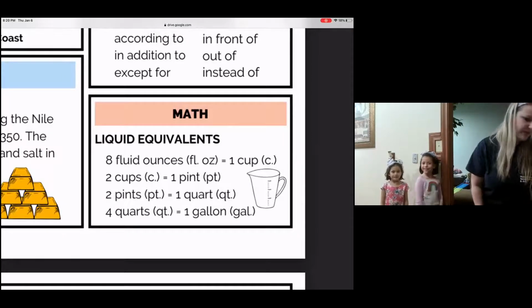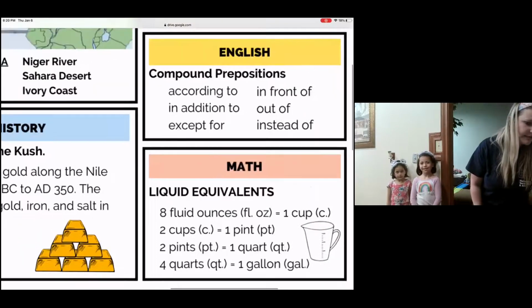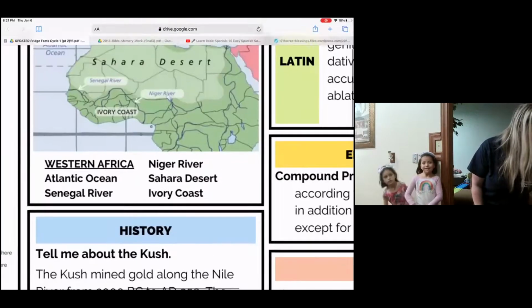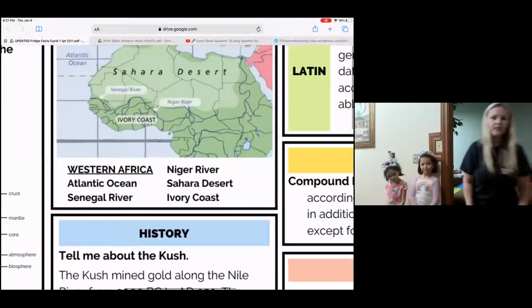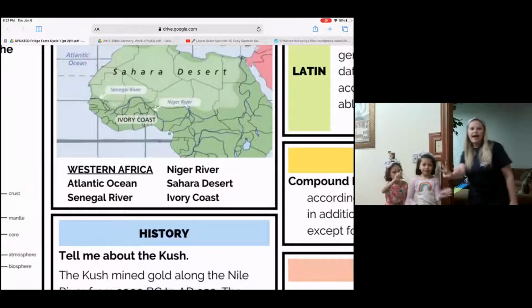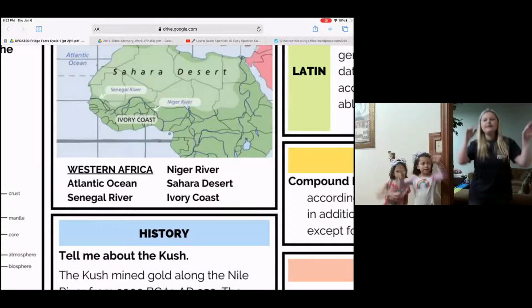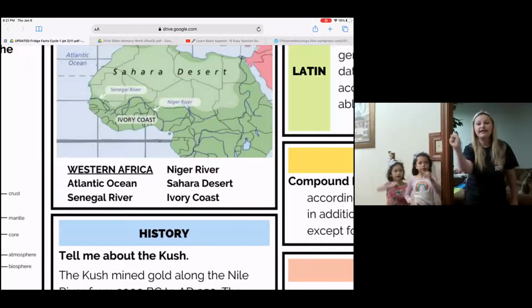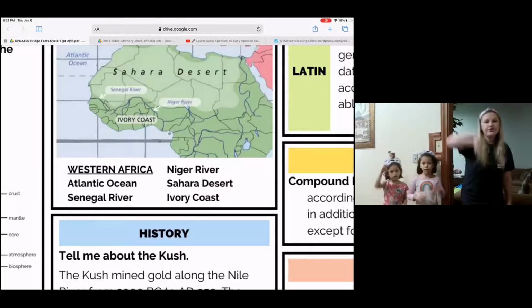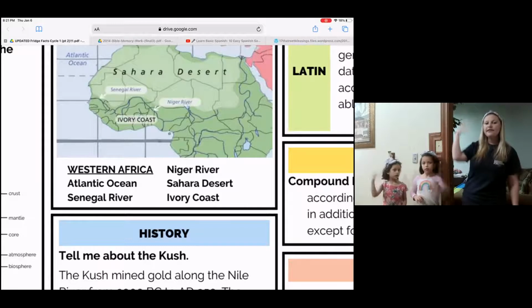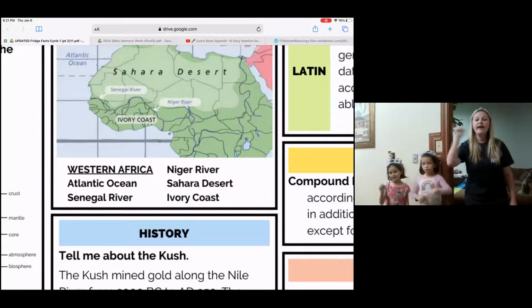And last but not least, God stands for geography. Western Africa: Atlantic Ocean, Senegal River, Niger River, Sahara Desert, and then the Ivory Coast.